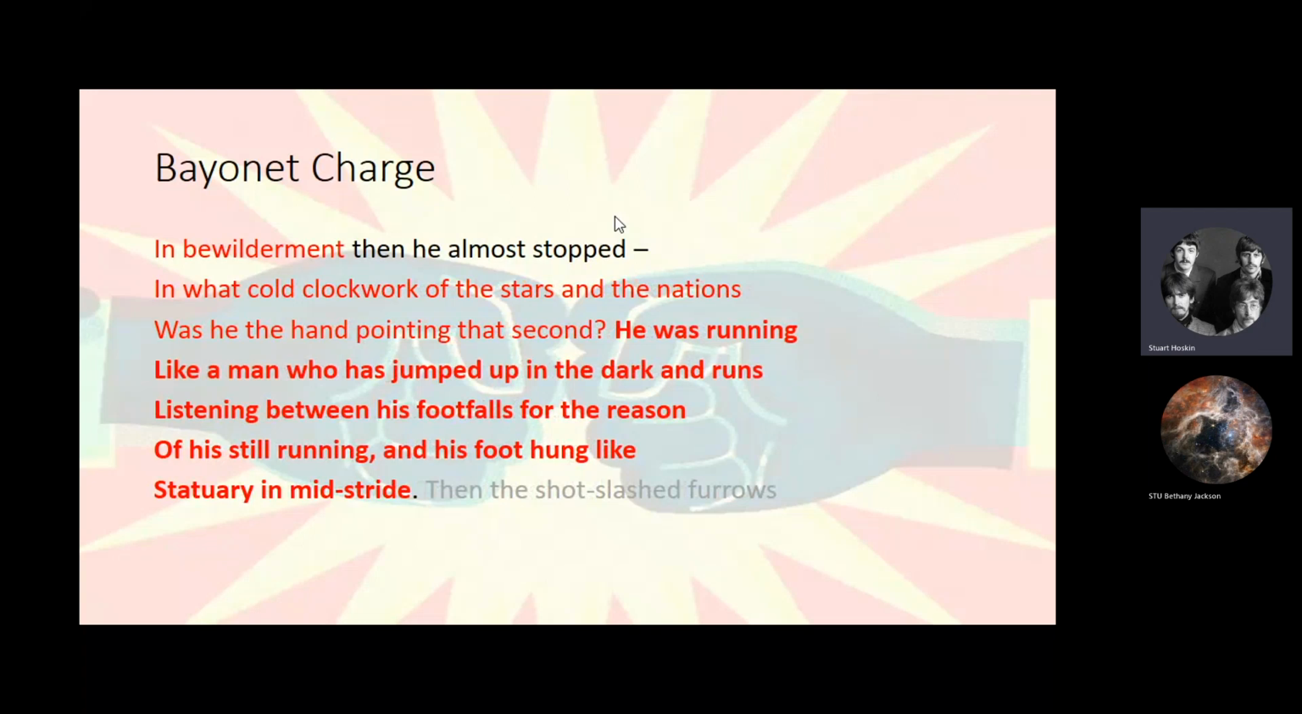And that final bit there about his foot hanging like a statue, I suppose, in mid-stride, as though time has stopped for him, gives us that sense of philosophy in the middle of it.